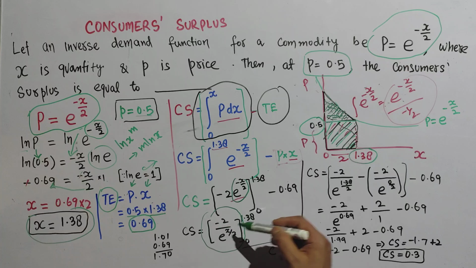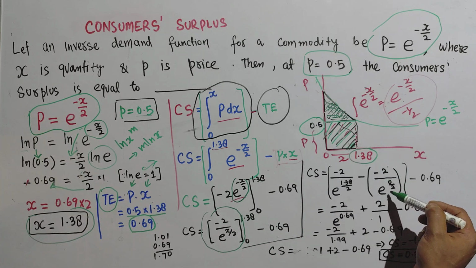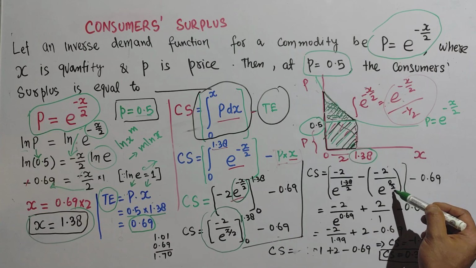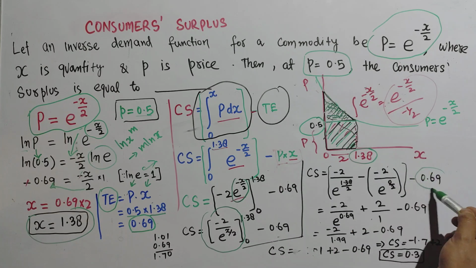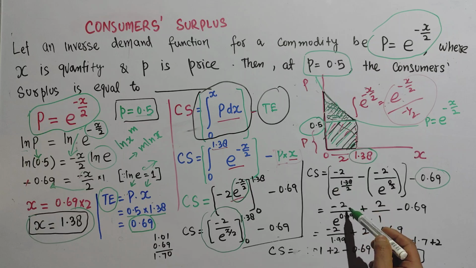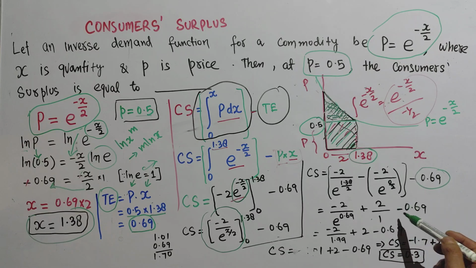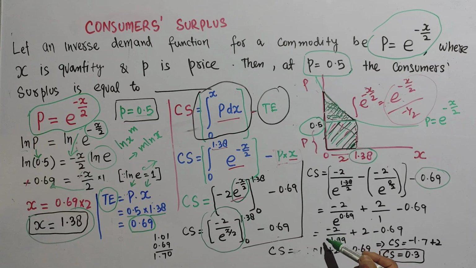So we have minus 2 here divided by e raised to the power, in place of x this time we have the lower limit which is 0, so 0 upon 2. From this we subtract 0.69. So we have minus 2 divided by e raised to the power 0.69. So minus into minus becomes plus 2 here, and then we subtract 0.69, which gives us minus 2 upon e raised to the power 0.69, which comes out to be 1.99, plus 2 minus 0.69.